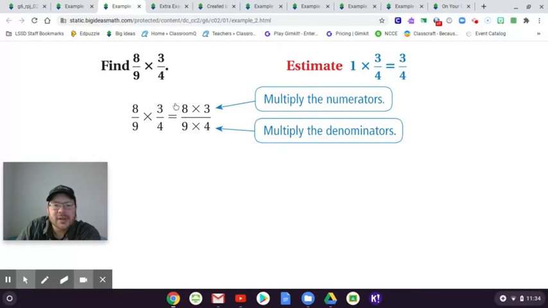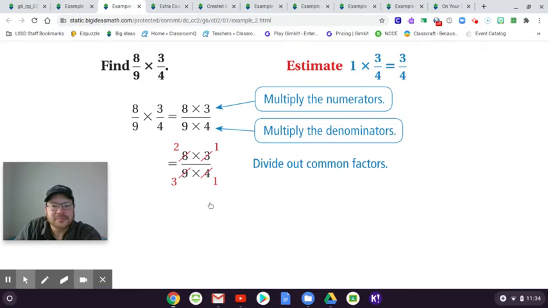Because you're experts at greatest common factor from chapter 1, you know that 8 and 4 have a greatest common factor of 4. So I can divide each of those out by 4. Okay, and 3 and 9 have a greatest common factor of 3. So I could cancel out a 3 from each of these. So 3 divided by 3 is 1. 9 divided by 3 is 3. Okay, so I cross those out and I put a 1 here and a 3 here.